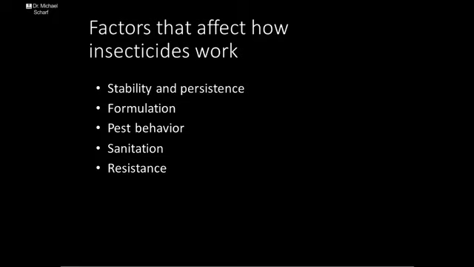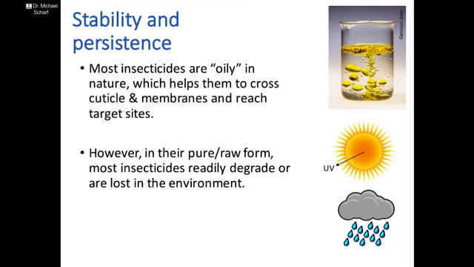Okay, so in the remaining 5 minutes, I just wanted to talk about a few factors that feed upon the chemistry ideas that I've been talking about, and then bring it back to more practical knowledge that you can apply in day-to-day operations. The first thing to keep in mind with insecticides is stability and persistence. Most insecticides are very oily in nature, which is how they work. It helps them to cross the cuticle and membranes and make it into the insect and reach their target sites. Target sites are usually in membranes, which are really oily environments.